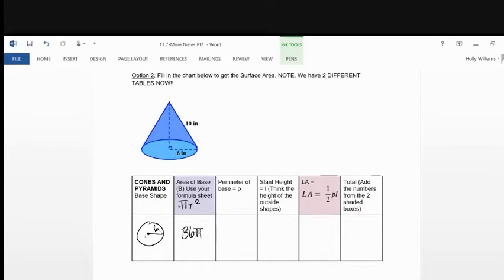113.09. You're right, Trent. But for now, we're just going to leave it in terms of pi because that makes it more accurate in the end.